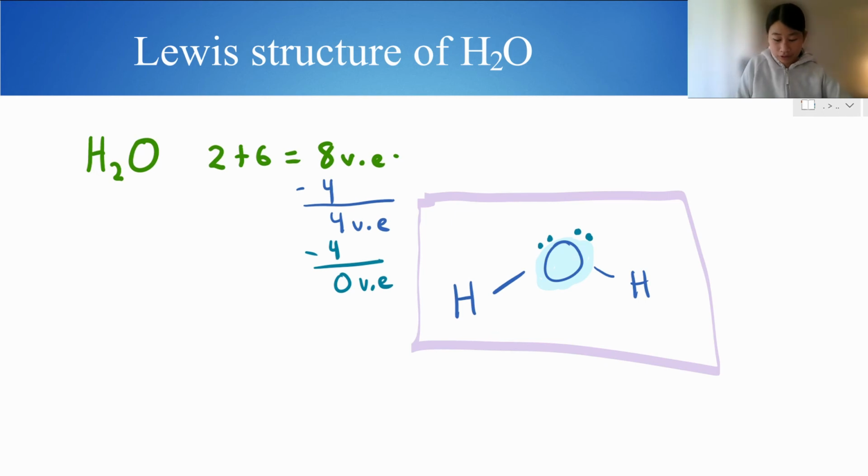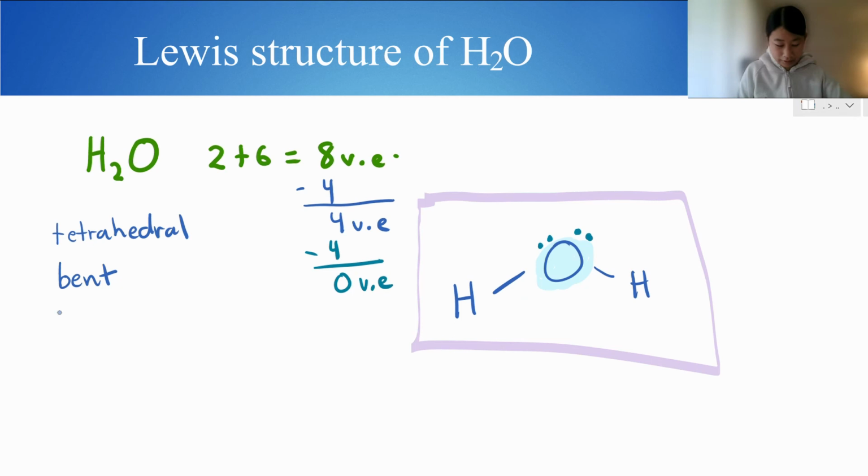Now looking at this structure, we can answer a few questions about it. What is its shape? Well, considering that it has 2 lone pairs and 2 bonded pairs, we will call this a tetrahedral shape for the electron pair geometry, and we can say it's bent for the molecular geometry. Okay, so the electron pair geometry is counting the lone pairs and the bonded pairs, and the molecular geometry is only counting the bonded pairs.